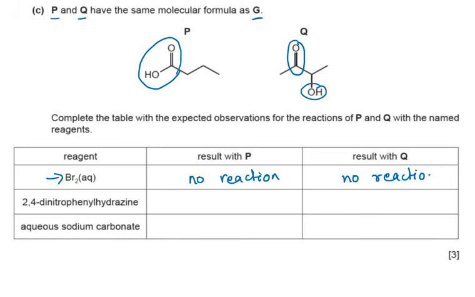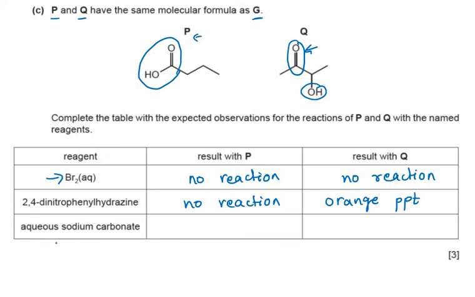The same with Q, no reaction with aqueous bromine. The next reagent is 2,4-dinitrophenylhydrazine, in short 2,4-DNPH. That's the reagent that reacts with the carbonyl group, in the sense of an aldehyde or ketone. P doesn't have an aldehyde or a ketone, it is a carboxylic acid, so no reaction with P. But in Q there is a ketone group, so that is going to show the reaction, and it is going to show orange precipitate with Q.